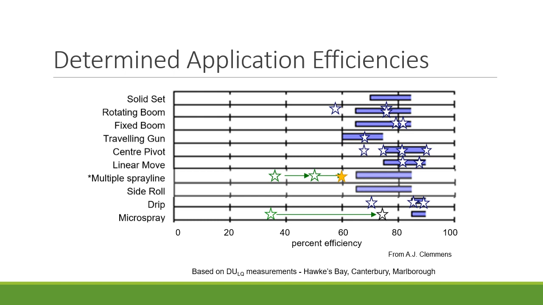In the mid-2000s, A.J. Clemens' work was built on in a New Zealand context. Testing was undertaken on irrigation systems in Hawke's Bay, Canterbury and Marlborough. The test results of those systems are highlighted by the stars. That shows what the application efficiencies were for the systems that were tested. The green stars show where systems were originally tested and what their initial performance was. Maintenance was then undertaken on those systems, and the blue stars show that after maintenance, system performance improved, and by how much. This really highlights the importance of testing our systems and undertaking maintenance to ensure that we can continue to keep those systems at their application efficiencies as by design.